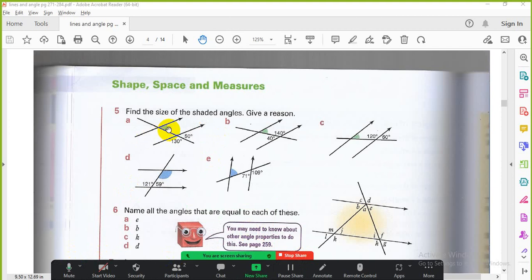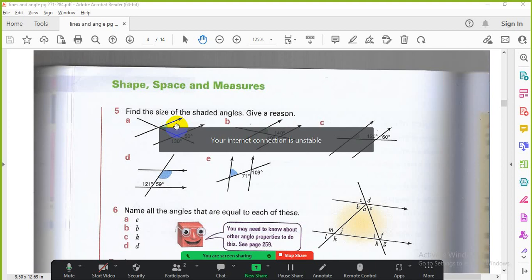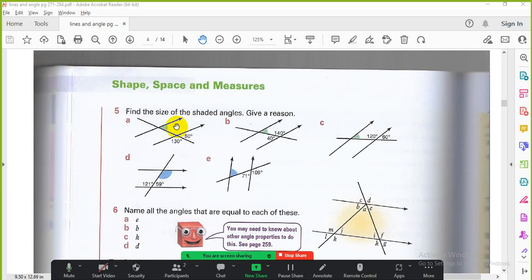First question, the marked angle is a corresponding angle with 50 degrees, isn't it? So the marked angle is 50 degrees. As a reason you can write corresponding angle. We learn only 2 types of angles. What are the 2 types? Corresponding angle and alternate angle. Very good. So it's easy for you to answer.